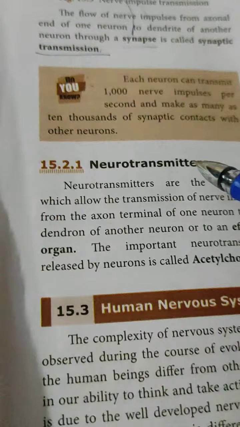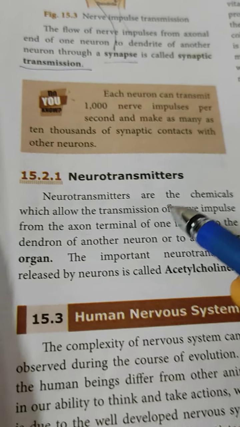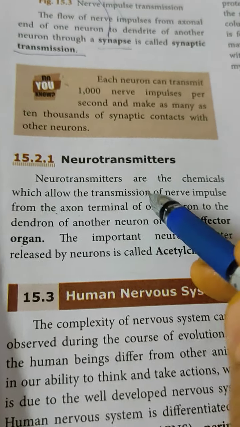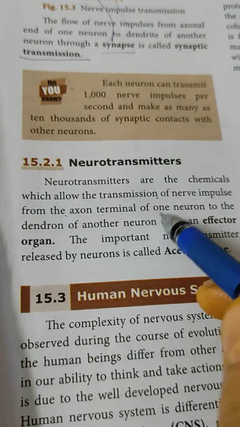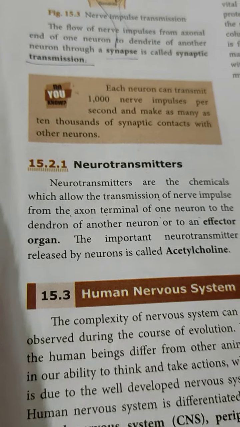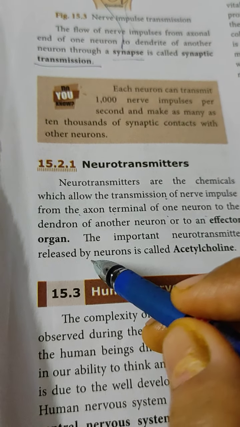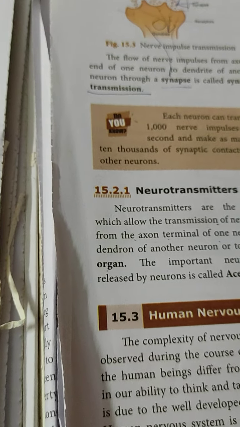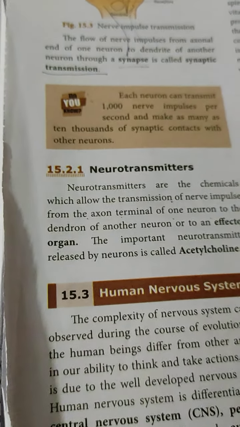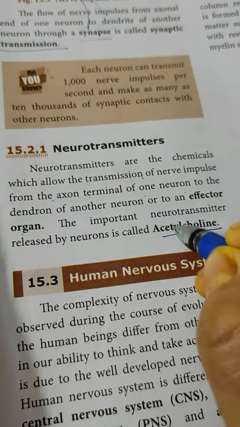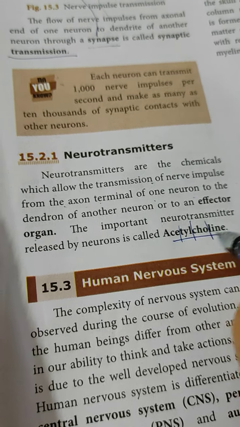Now the next one is the neurotransmitters. Neurotransmitters are the chemicals, as I told, which are secreted by the synaptic knob, which allow the transmission of nerve impulse from the axon terminal of one neuron to the dendron of the neighboring neuron or another neuron, or to an effector organ. Neurotransmitter is the term used for that chemical. But what is the name of that chemical? The name of that chemical is acetylcholine. Acetylcholine. So that is the name of that chemical.